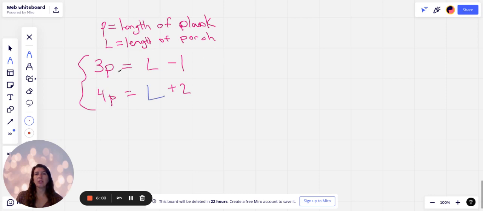So this is a challenging problem. I'm going to look at this first equation and I'm going to solve for L. So I'm going to add 1 to both sides. I'm going to add 1 here and add 1 over here. So I get 3.